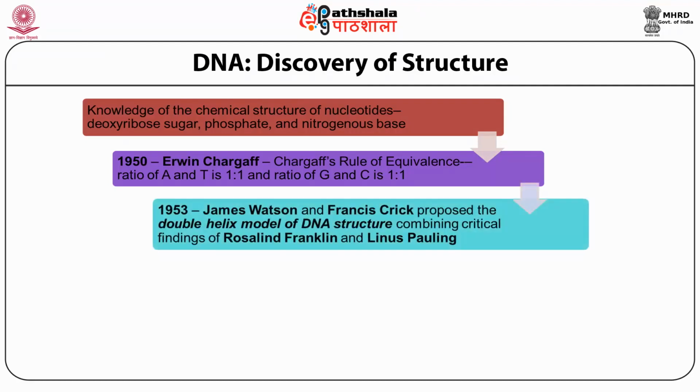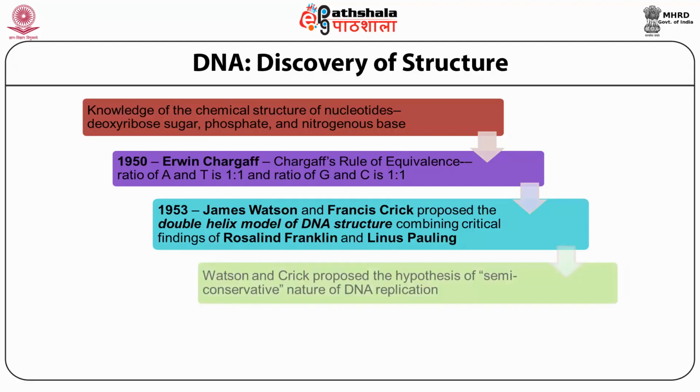Following this, in 1953, James Watson and Francis Crick proposed the highly acceptable double helix model of DNA structure by combining the critical findings of Rosalind Franklin and Linus Pauling. In that same paper, they also proposed the semi-conservative nature of DNA replication.